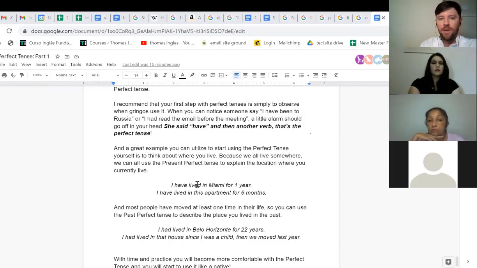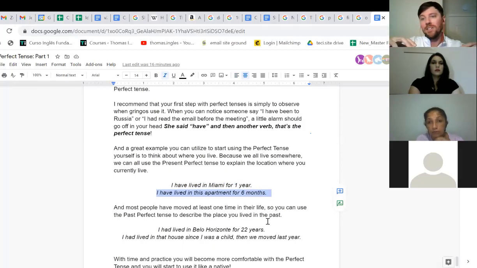So, for example, I have lived in Miami for 1 year. So, if I say this, that means I have lived in Miami for 1 year, and that's continuing until the present. Or I have lived in this apartment for 6 months. So that means that I'm currently living in this apartment and it's been 6 months. So think about where you live, guys, because all of us can use that example. That's an example that everybody in the world can use.